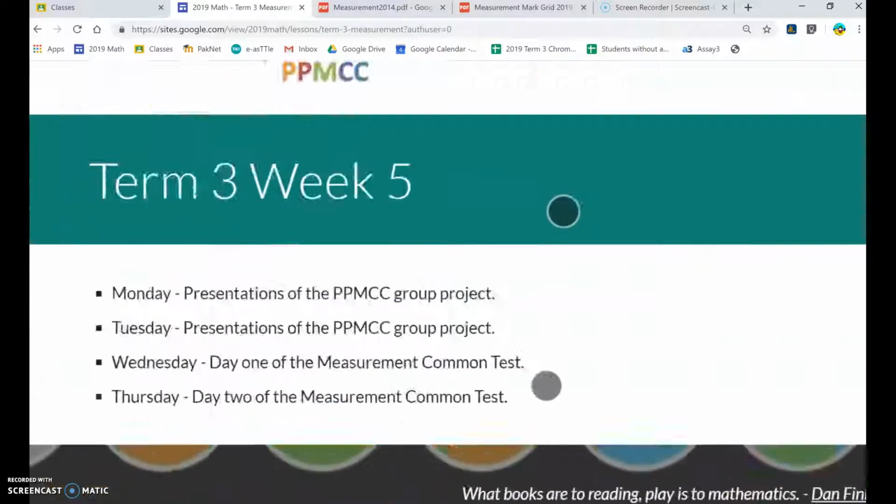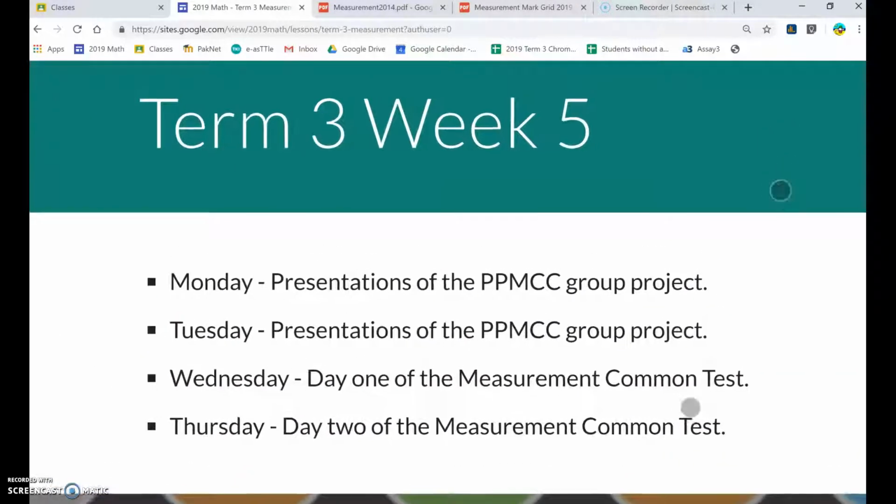Then week 5, Monday and Tuesday is presentations. Wednesday and Thursday is the common test. The common test is done individually in silence. You must bring a calculator. The presentations are done as a group, and I think that Google Slides is the best way of presenting. Okay, so by the end of this week, week 3, you need to know who's in your group and what you're presenting. Okay.